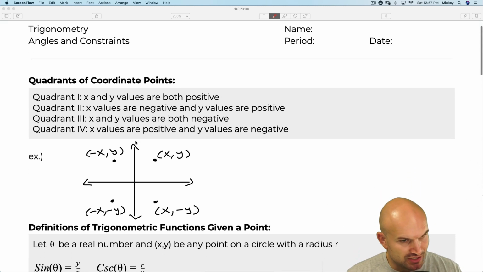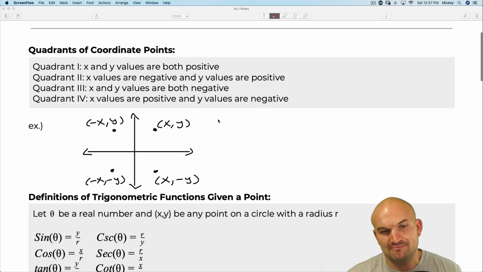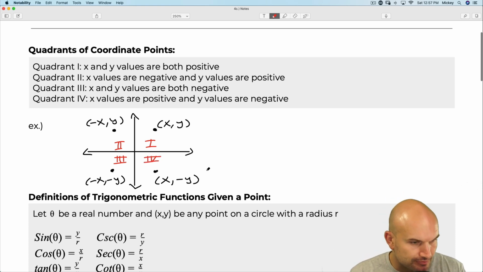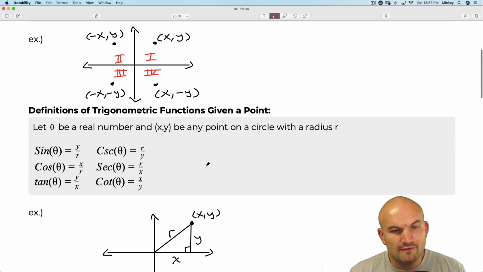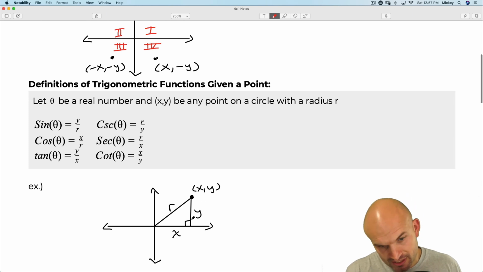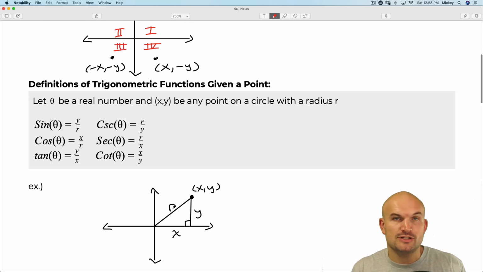So we have the basic understanding. We have quadrants, we have coordinate points, and we know where they're positive in our quadrants. Again, just a reminder that this is quadrant 1, quadrant 2, quadrant 3, and quadrant 4. Now, if you remember, I created my triangle with x and y. These are going to be the coordinate points. If we have a coordinate point (x, y), here's x, y, and I'm going to call the hypotenuse r.